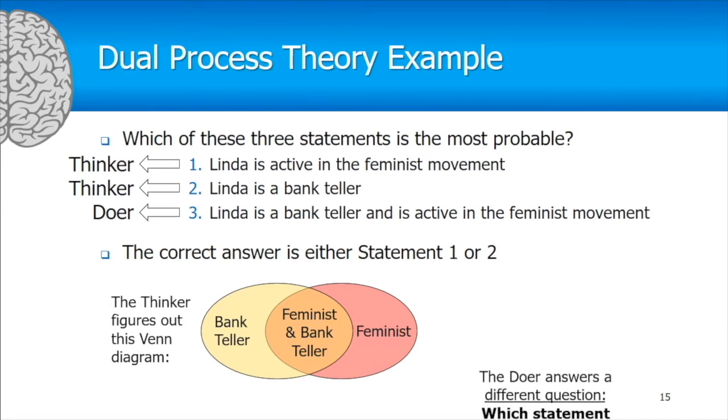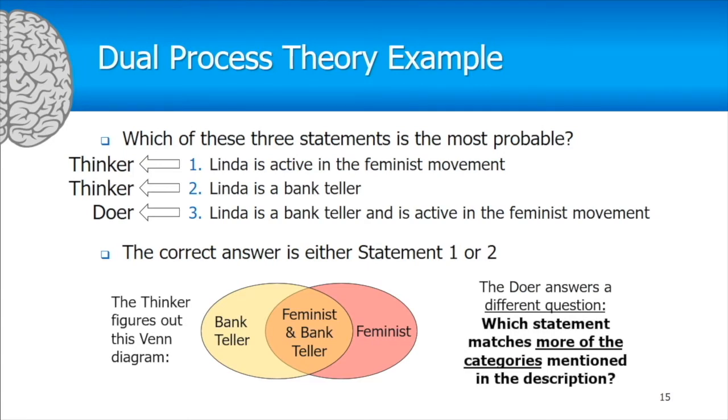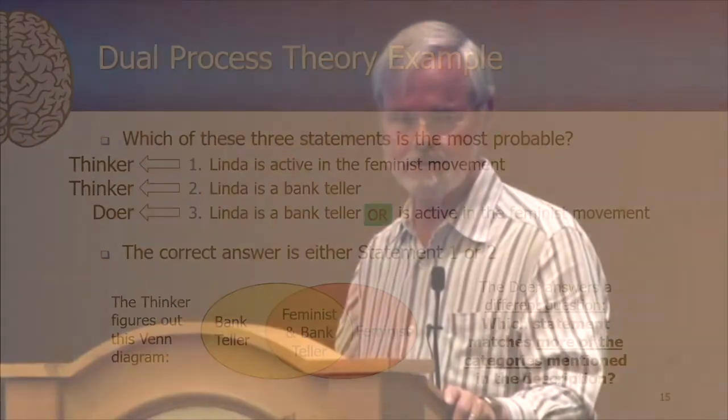Now, the problem is the doer doesn't understand the concept of probability. And so the doer can't answer that question that's asked, but instead it can answer a question like this: which statement matches more of the categories mentioned in the description? And this third statement matches more of the categories. In fact, if you change that "and" in that statement to an "or," the doer has the right answer. The doer answered that question with an "or" instead of that question with an "and." And in fact, Kahneman calls this the conjunction fallacy, because the doer didn't understand that anding two things together gives you a less probable result.